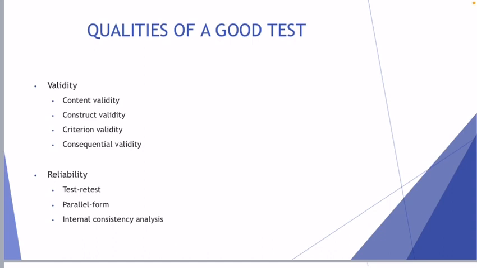Content validity is an indication of the degree to which a test appears to measure what it is supposed to measure. Construct validity is the degree to which a test is measuring a hypothetical construct, say, for example, anxiety or depression. Criterion validity is the comparison of test scores to a person's actual performance. Consequential validity refers to the social implications or consequences of test use and interpretation.